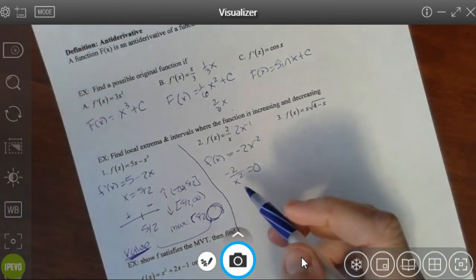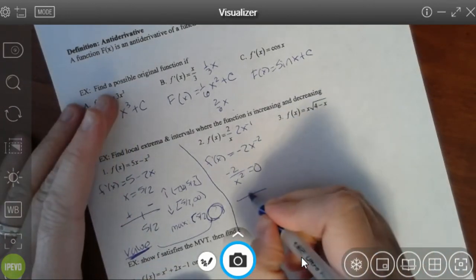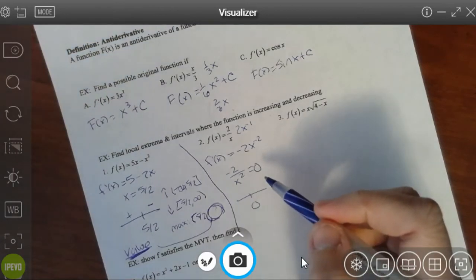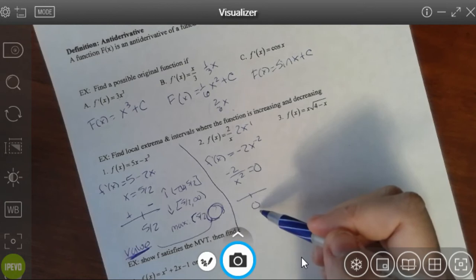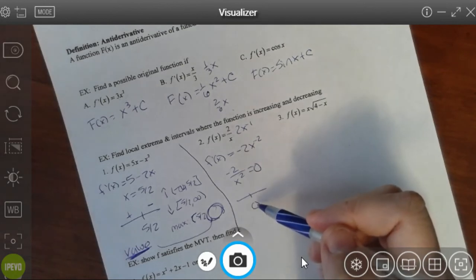So it's equal to 0 nowhere, but it's undefined at 0. So we're going to test 0 to see if anything's happening, but it's not defined here. Even the original is not defined, so it cannot be a max or a min. But it could tell us what the function's doing.